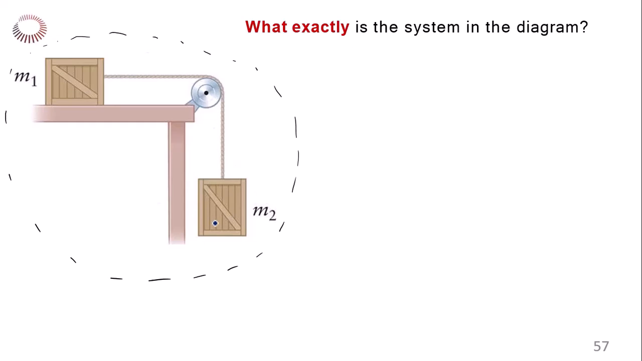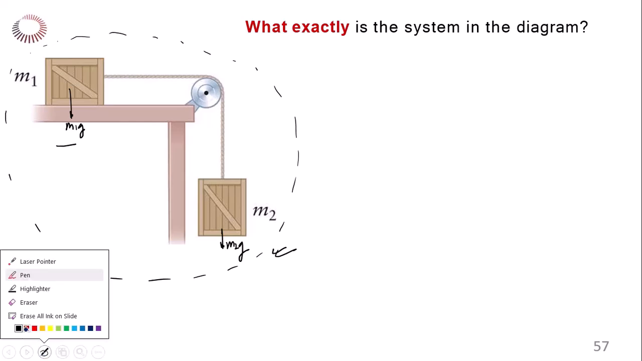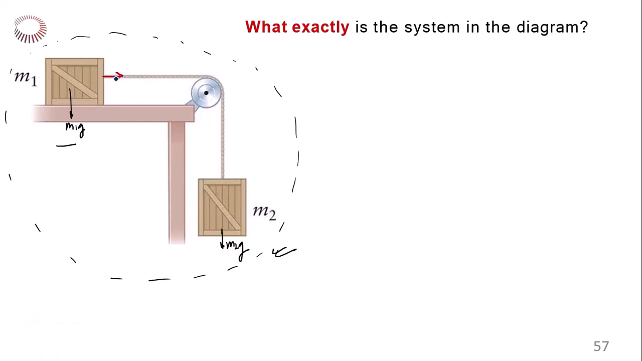So if I say net force, M2G is acting downward, one force. M1G is acting downward. Now M1G has no responsibility to move the body, because M1G is not supporting the movement of the body. Only M2G is supporting the movement of the body. So the net force acting on the system, M1 and M2 taken together, is M2G. Why? Because whatever tension is there on the string, it will cancel out.